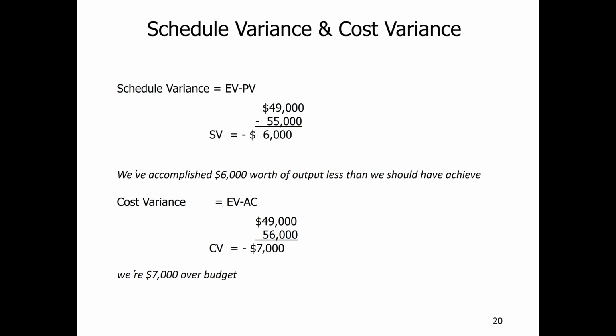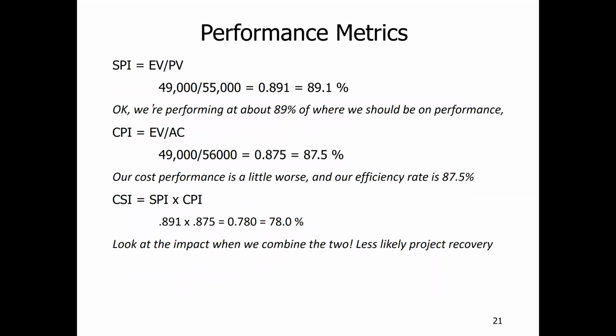Then we calculate SPI. SPI is EV over PV. EV is 49,000, PV is 55,000. So we got 0.891 or 89.1%. This value should be more than 1, but it is less than 1. So we are performing at 89% of where we should have been. We are looking for SPI to be greater than 1, but in this case it's not. It's 0.891.